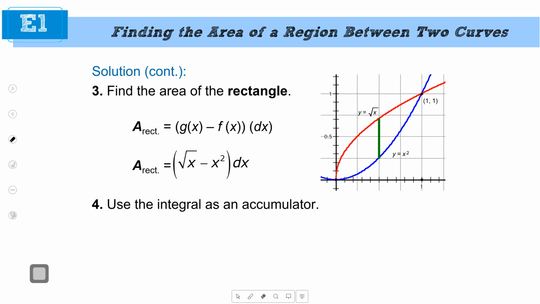What do we got? 1/3? We all good? Excellent. 1/3. X to the 1/2, raise the power by 1, multiply by the reciprocal. Plug in 1, plug in 0. We're good to go.